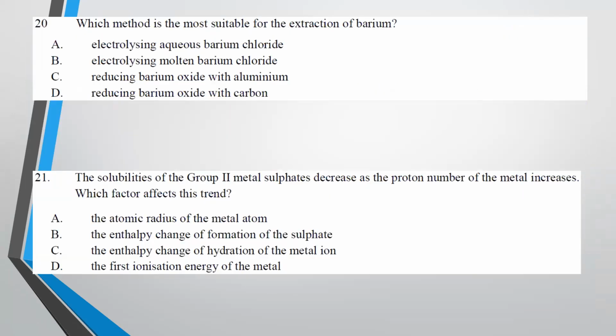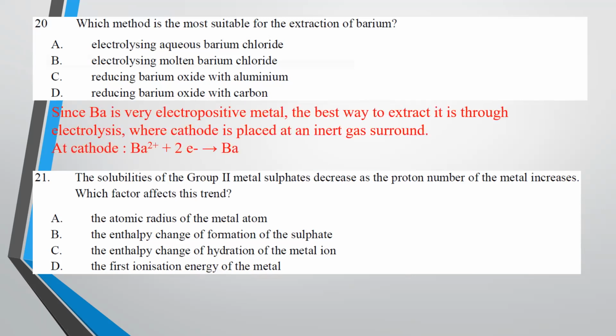Which method is the most suitable for extracting barium? So to extract barium, because barium is a very electropositive metal, the best way is through electrolysis. If you use aqueous, it won't work, so you have to use molten. So in here, the best answer will be B. Okay, so you electrolyze the molten barium chloride in order to get the pure barium.